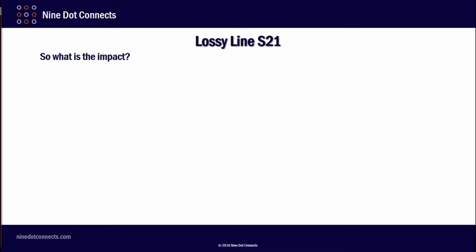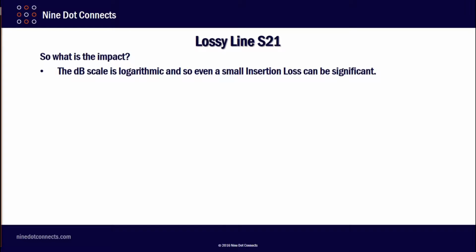Now, what is the impact of a lossy line S21? The dB scale is logarithmic, and so even a small insertion loss can be significant. Also keep in mind, in the bigger picture, when you're talking about high-speed data going from point A to B in a circuit, you're going to have a loss budget. Connectors contribute a certain amount of loss. Your transmission line creates a certain amount of loss. The other connector on the other side creates a certain amount of loss. So every one of these is going to contribute to the overall insertion loss, and you're going to try to minimize the contribution from each piece of this puzzle.